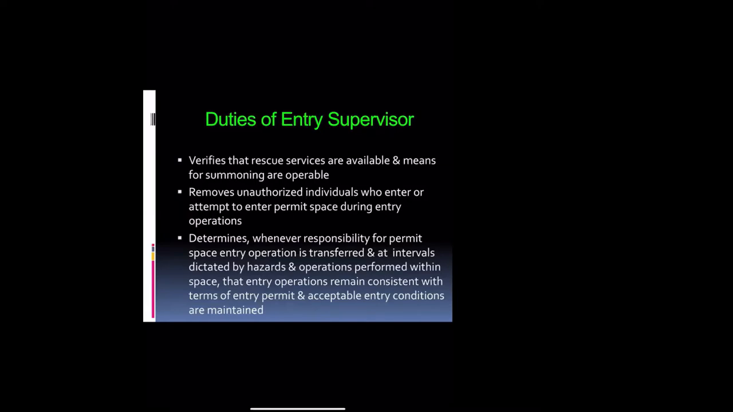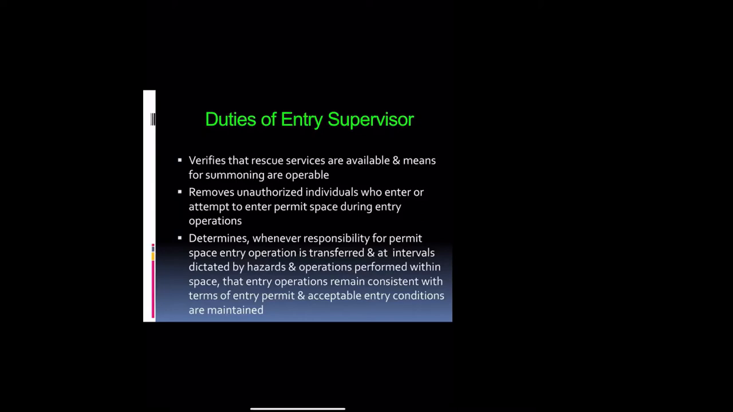The entry supervisor should verify that the rescue services are available. And that's if you're going to be using a third party rescue or if in your plan is, you know what, we're in close proximity to the fire department. We've already worked it out with the local fire department. We're going to call 911. Make sure the phone works, is what verify. Or we're going to use radio channel 4. Make sure channel 4 is operating, right?